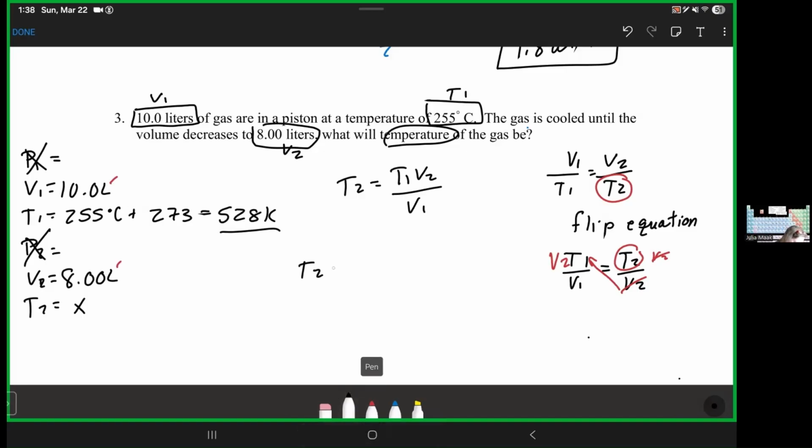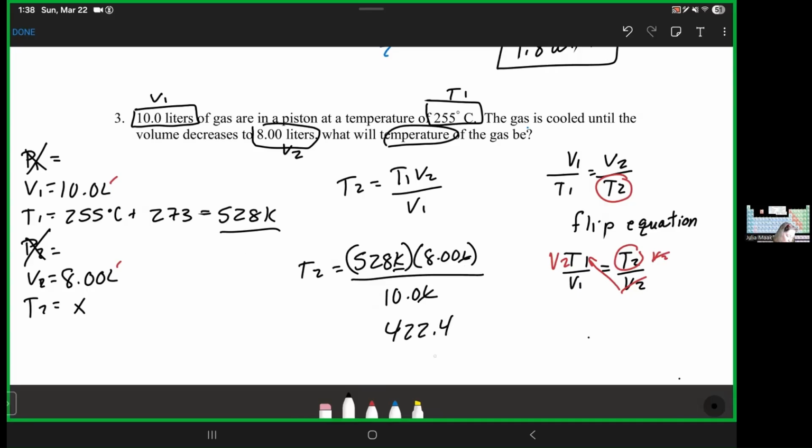So my T2 is equal to my first temperature, 528 K, times my second volume, which is 8.00 liters, divided by my first volume. My liters cancel, and I'm left with K, which is what I'm looking for. And so when I do that math, I get 422.4, and we're limited to 3 sig figs here, 3 here, 3 here. So I'm going to go with 3 in my answer. So I get 422 K.